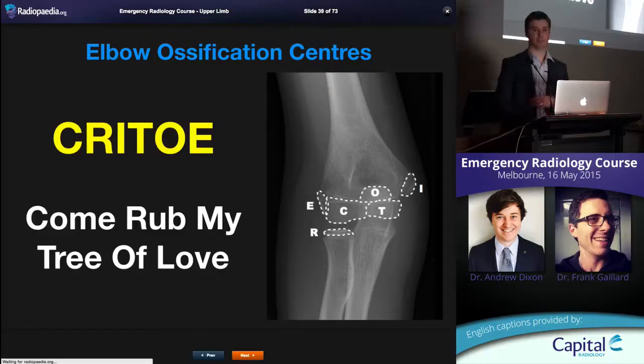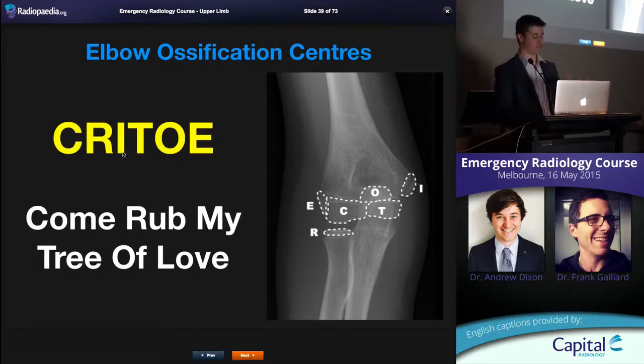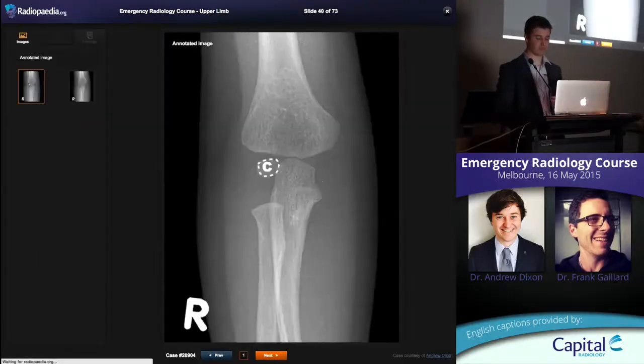There's a few mnemonics for remembering the elbow ossification centres. I've always used CRITOE, where it's capitellum, radial head, I means internal or medial epicondyle, trochlea, olecranon, and the external or lateral epicondyle. For some reason, a lot of people are turning towards "Come Rub My Tree Of Love" to remember it, where M is medial and L is lateral. Depends how dirty you are as to which one you prefer.